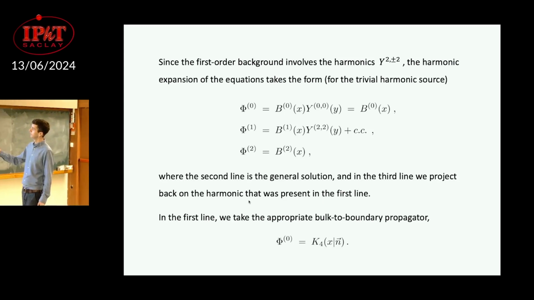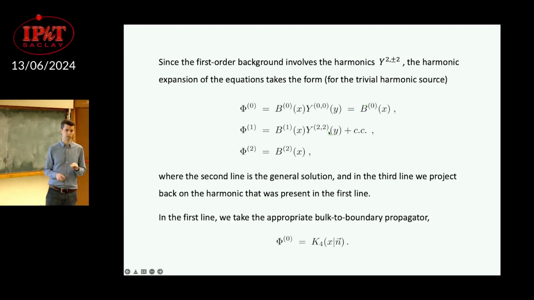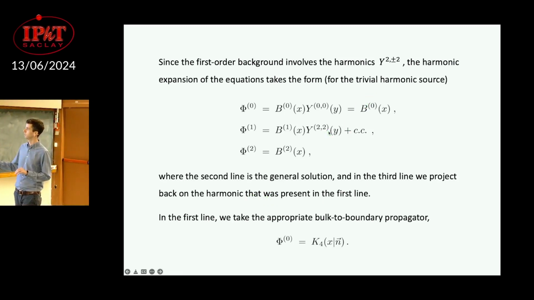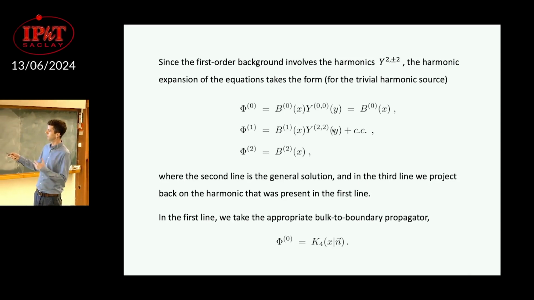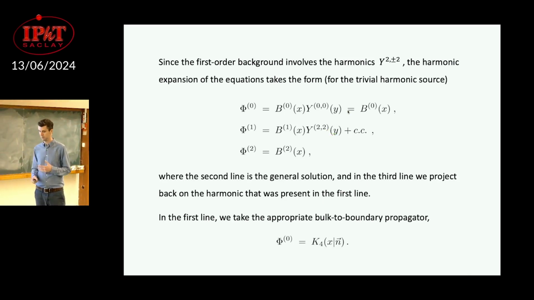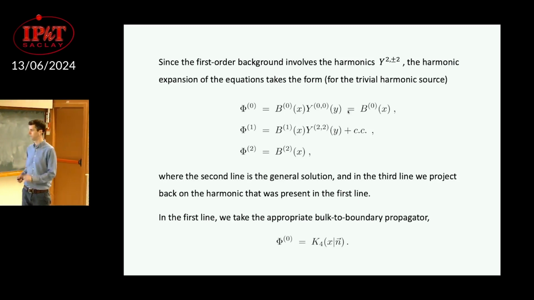I have the trivial harmonic at order alpha to the 0. One solves exactly the first order problem and gets harmonics 2, 2, and 2 minus 2. And then at the last step, one projects on the harmonic of interest, so we project back on the trivial harmonic. And the first line, the solution there, is taken by choosing the appropriate bulk to boundary correlator with the operator dimension appropriate to the correlator of interest.